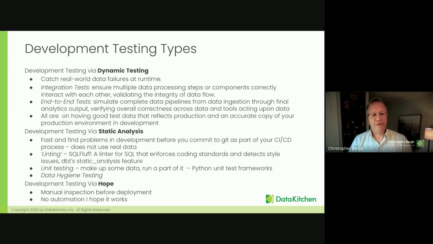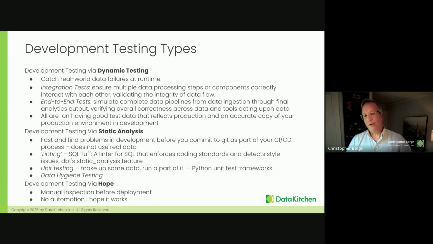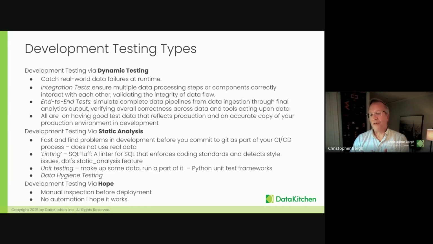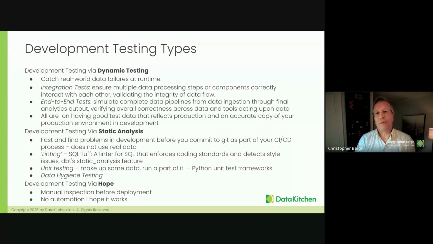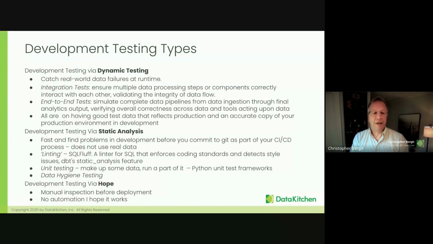There's another case called static analysis. This is where I'm running tests as part of your deployment process, like when you commit to Git and then have an integration step. It's what's called continuous integration, continuous deployment, CI and CD. There are different ways that you can do it. One is called linting, which is a syntactic way to look for incorrectness in the code. There's SQLFluff, which is a linter. There's DBT, which has a static analysis feature.